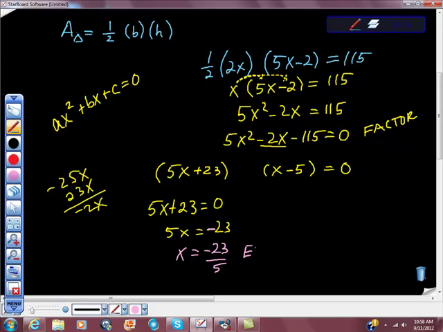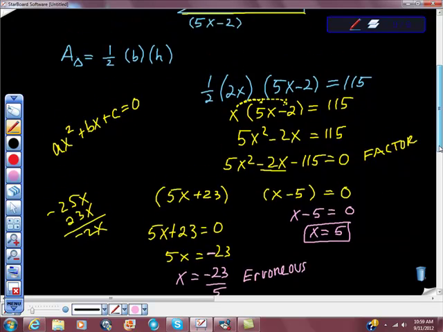So this is erroneous. So this is in error. It's not bad math, it's just bad practice. It won't work. But this one will. So we have x minus 5 is equal to 0. X is equal to 5. So that is x is equal to 5 here.